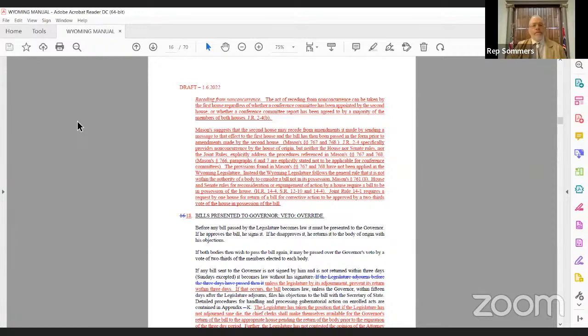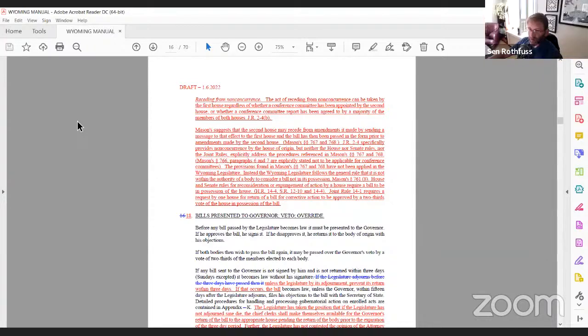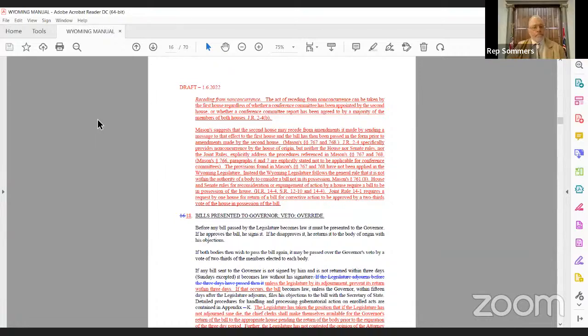Go ahead, Mr. Gruber. Mr. Chairman, I'd have to look at Mason's, but I'm pretty sure that this is correct. The presiding officer would then discharge the committee and would have the choice to appoint a new committee or not appoint a new committee. Sounds perfect. Thank you. Please continue.